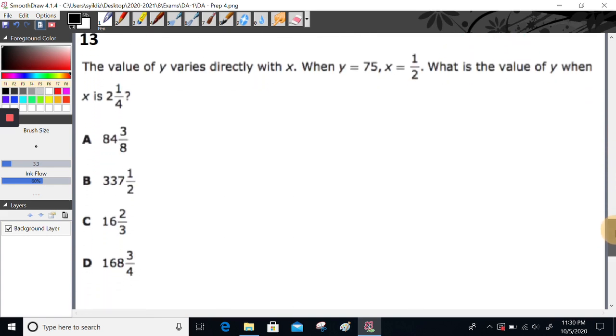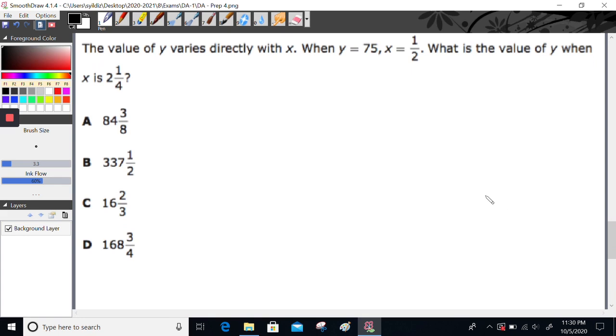Alright then. This is the last example. The value of y varies directly with x. If you see this, that means y over x is always k. Let's find k first. When y is 75, x is 1 over 2. So here y is 75, then x must be 1 over 2.